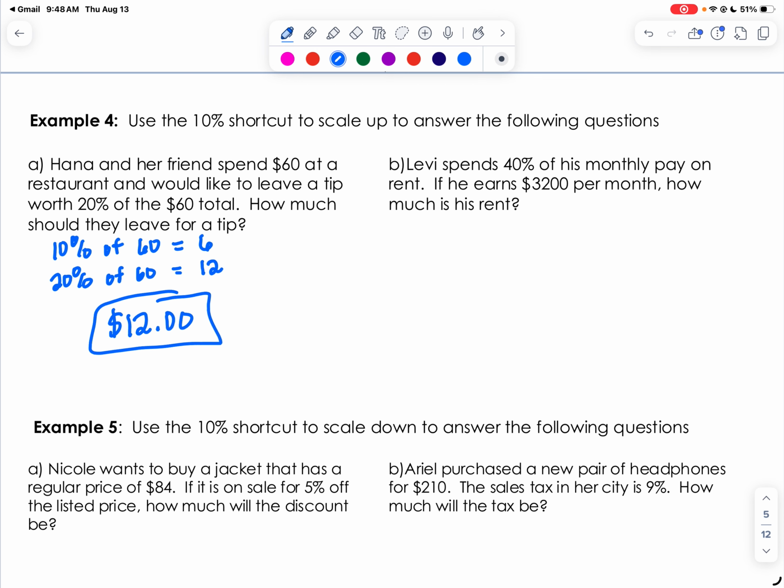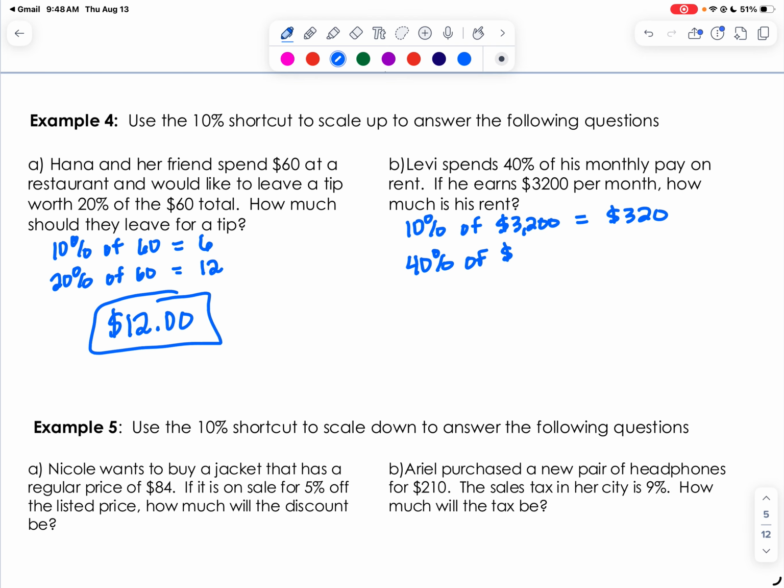Okay. Levi spends 40% of his monthly pay on rent. If he earns $3,200 per month, how much is his rent? So we're going to use 10% to calculate 40%. So 10% of 3,200 would be 320.